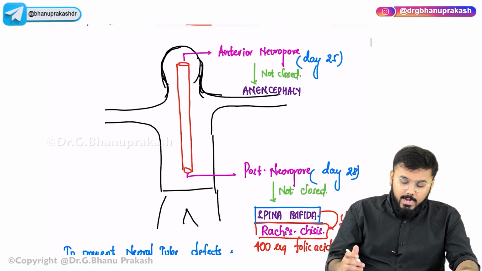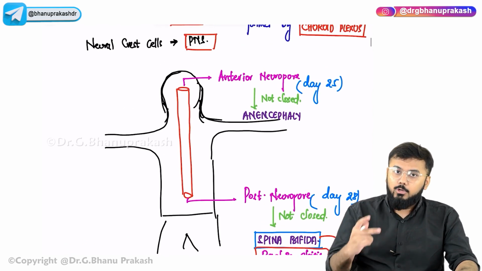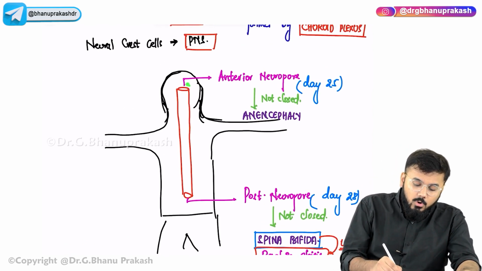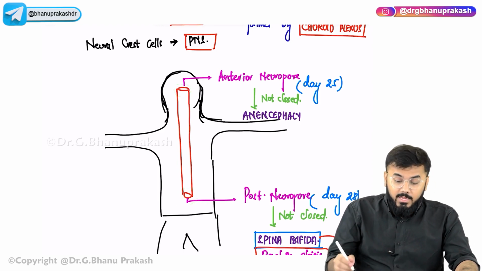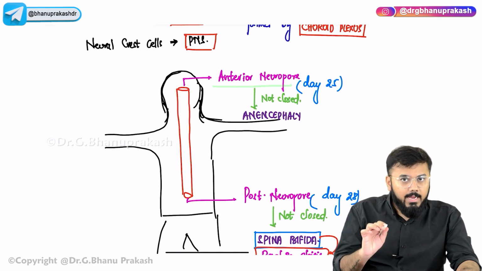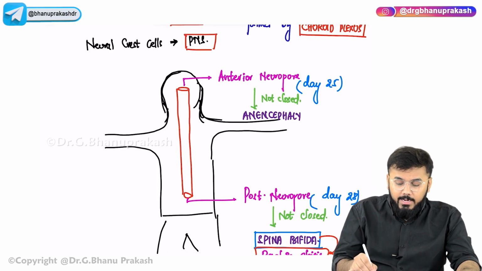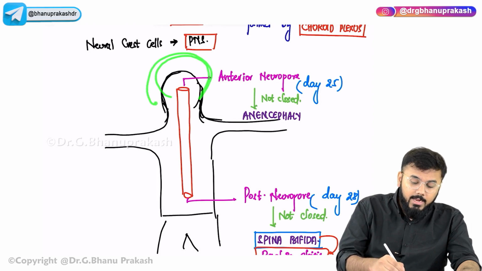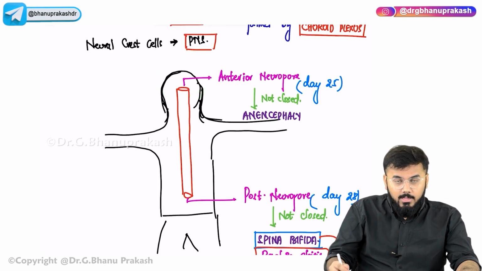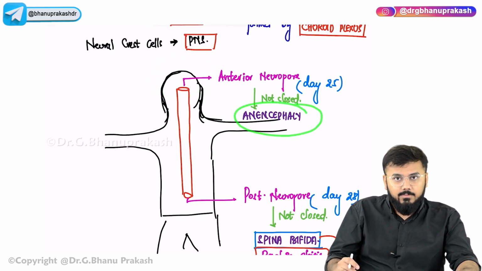Next important thing is that within this neural tube, there are two important openings. This is called the anterior neuropore. This is called the posterior neuropore. Normally the anterior neuropore should close by day 25. If it does not close, then this anterior part, the head and all, is not formed. That condition is called anencephaly.